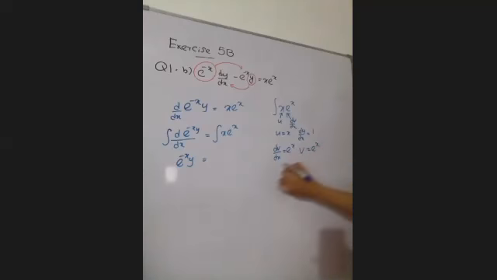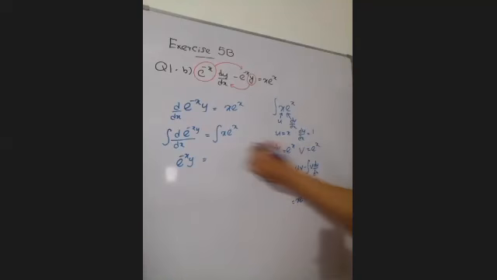Then the formula is the integration of u dv by dx is uv minus the integration of v du by dx. We learned this, nothing to worry. So this is x e to the power x minus the integration of v, which is e to the power x, times du by dx, which is 1. Then it's x e to the power x minus e to the power x plus c. Right.